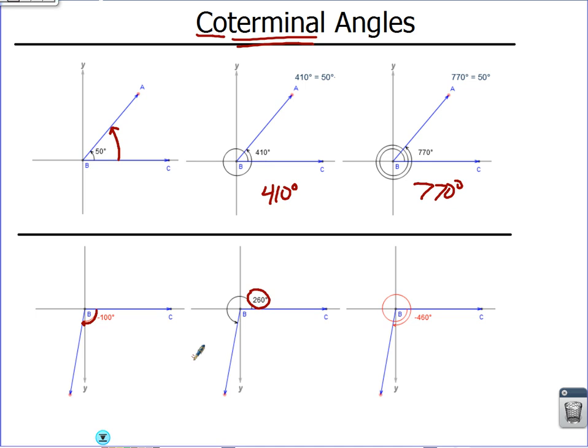Or we could have gone the opposite direction and taken 360 away from it. So if you take 360 away, that's a negative 360 plus a negative 100, which gives you negative 460. So, to make a long story short, to find coterminal angles, either add a rotation on or take a rotation away. And you end up in the same place.